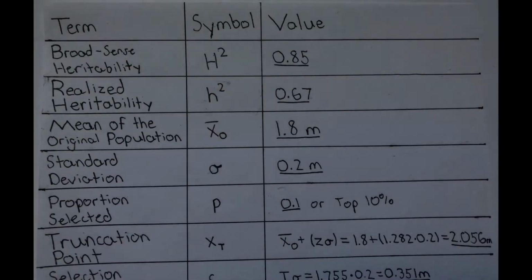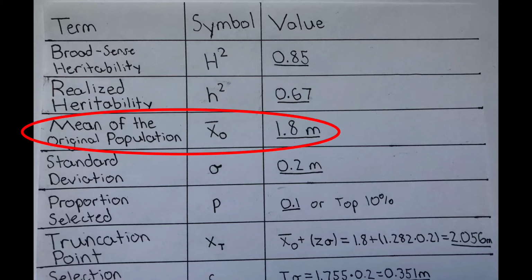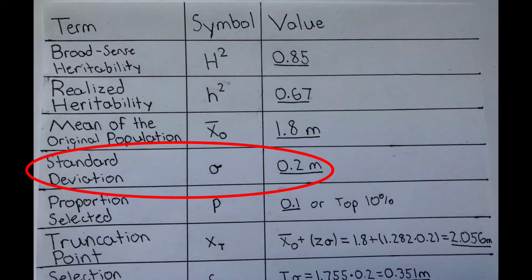Going into this experiment, the broad sense and realized heritability is known, being 0.85 and 0.67 respectively. These values are indicative of the progress I can expect from my breeding program. Additionally, the mean neck length of our original giraffe population is 1.8 meters, with a standard deviation of 0.2 meters.